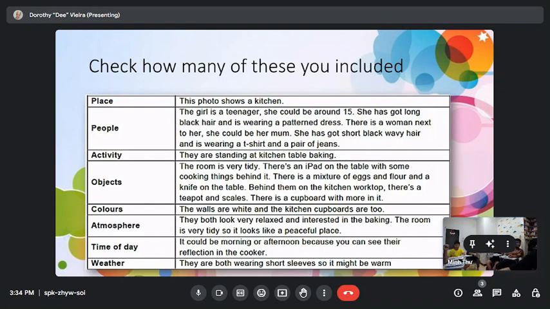Could be warm, might be warm, I guess it's warm.